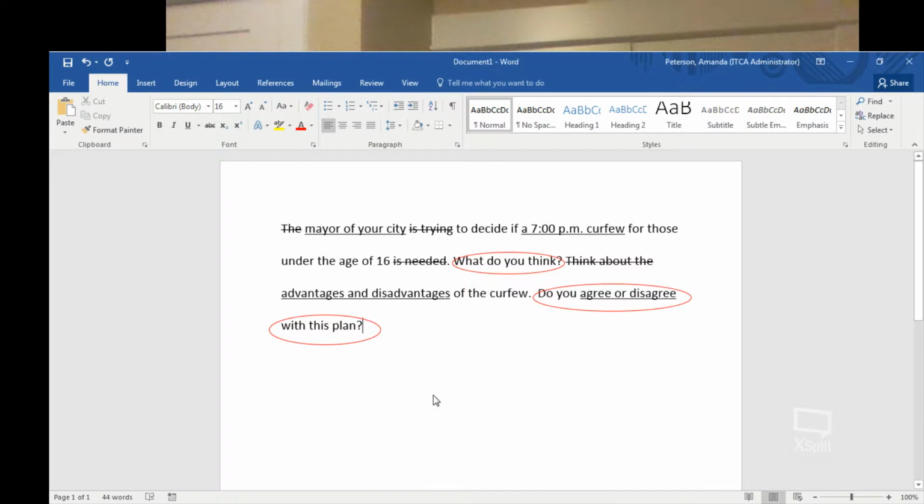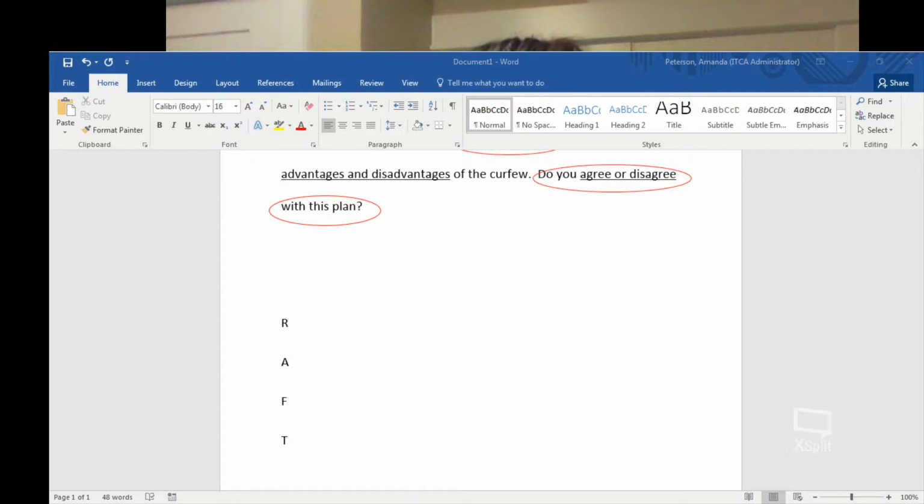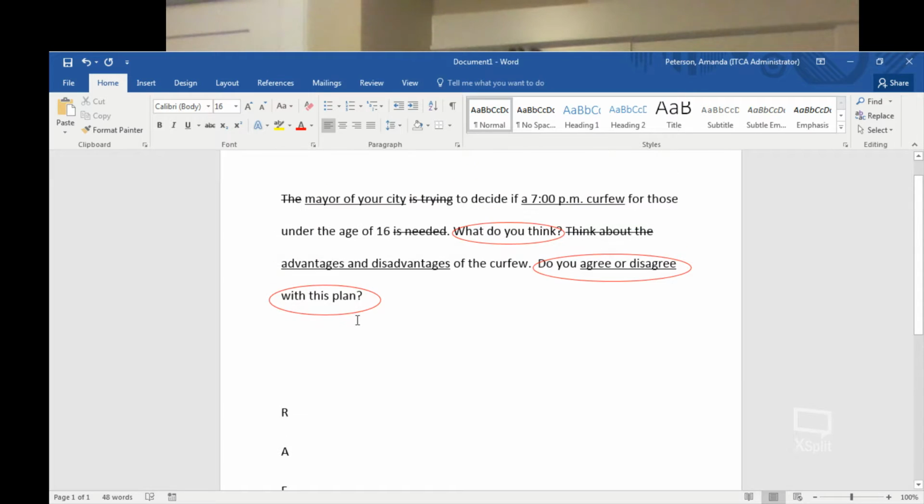Okay, step 5 is to RAFT it out. So what I would do is physically come down on my paper or my scratch paper or my Word document or my Google Docs document, and I'm literally going to write RAFT. Now, R stands for responsibility. Okay, so what is my responsibility here? Am I trying to explain something? Am I trying to convince a reader of something? So what's my responsibility?